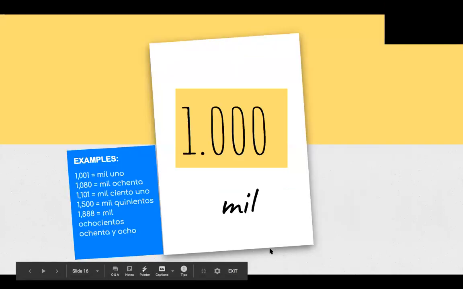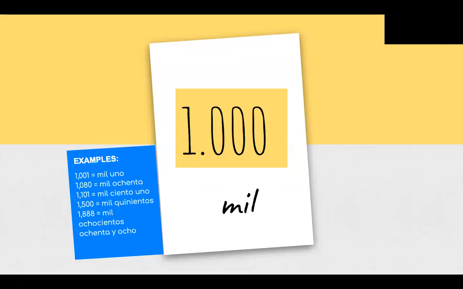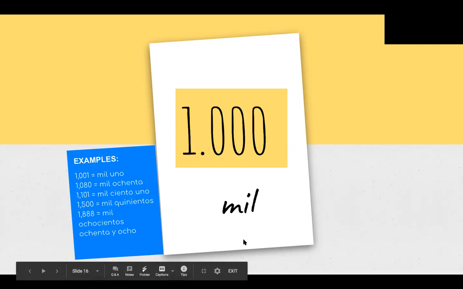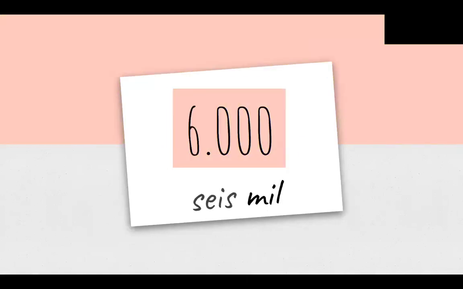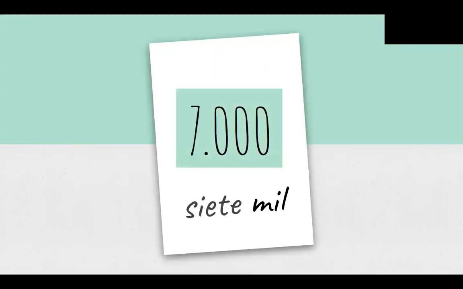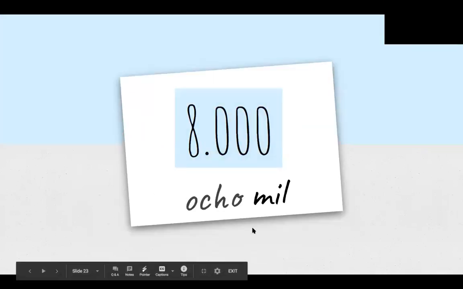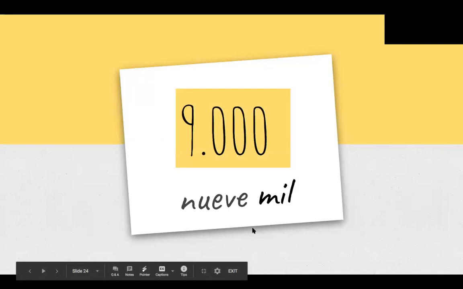So let's recap a little bit here. 1,000, we said is 1.000. So if I'm saying 1,001, 1,080, 1,101, 1,500, 1,888. Okay? 2,000, 3,000, 4,000, 5,000, 6,000, 7,000, 8,000, 9,000.